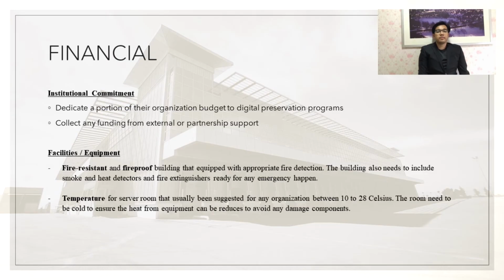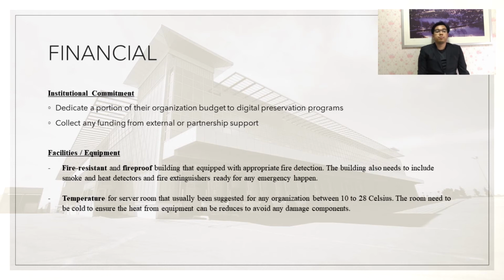Okay, the next one is facility and equipment. Every organization or archive that wants to implement a digital preservation program needs to provide a few room facilities to have a good preservation process. There are a few considerations that need to be noted in the facility part, such as a fire resistant and fireproof building that is equipped with appropriate fire detection. The building also needs to include smoke and heat detectors and fire extinguishers ready for any emergency event.